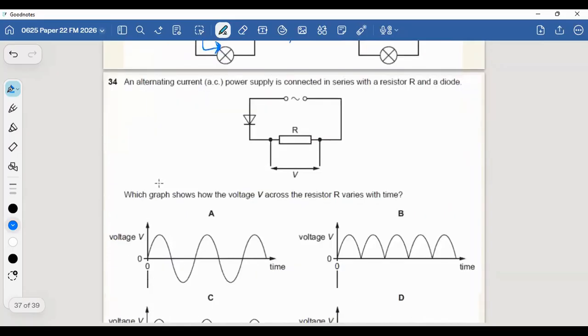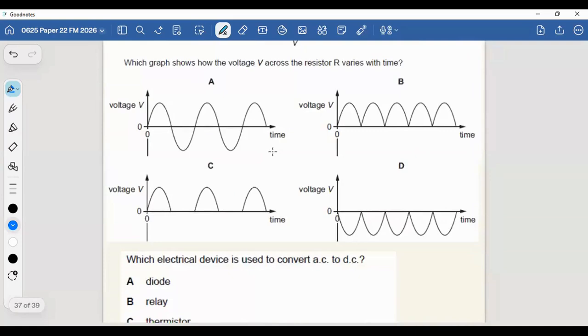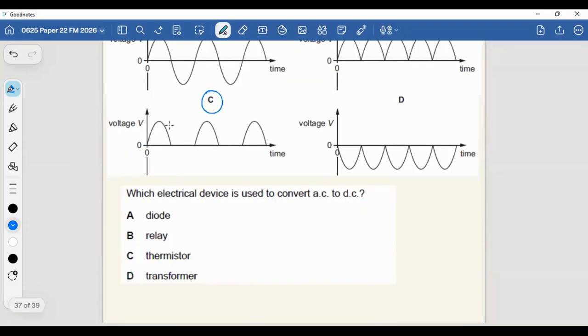Now moving towards the next, an alternating AC power supply is connected in series with a resistor R and a diode. Which graph shows how the voltage across the resistor varies with time? That was pretty easy. It's allowing, for example, this was the positive, so it is allowing the positive half and blocking the negative half. So the one with the positive half and the other half blocked, and only option C, right? The easy question is here: which electrical device is used to convert AC to DC, to work as a rectifier? And that was diode.